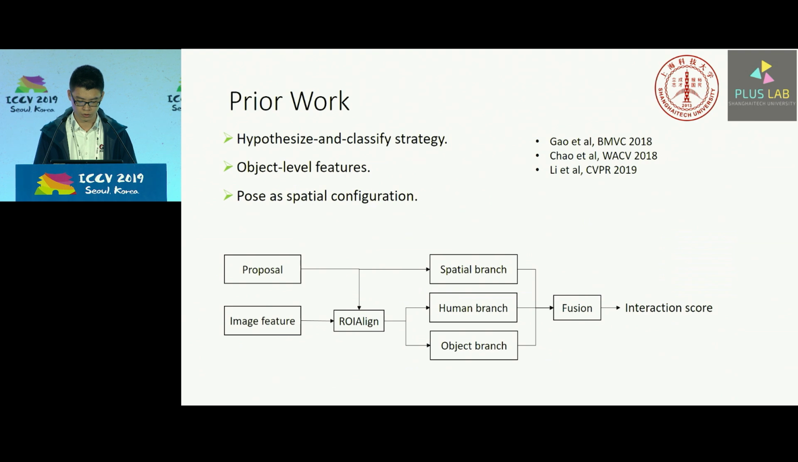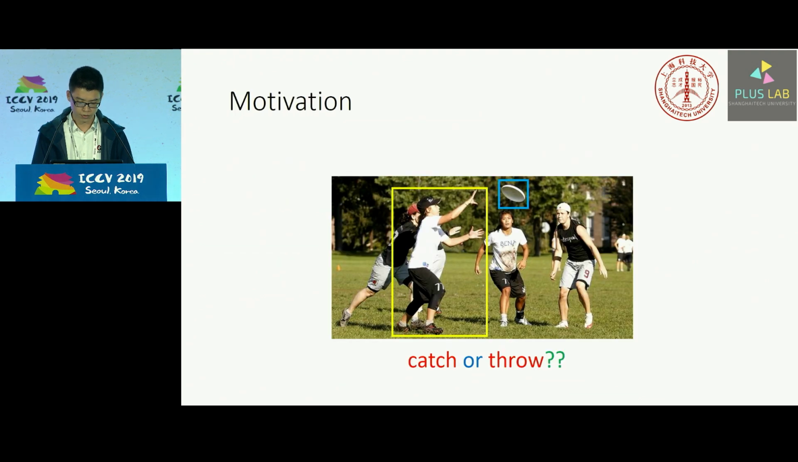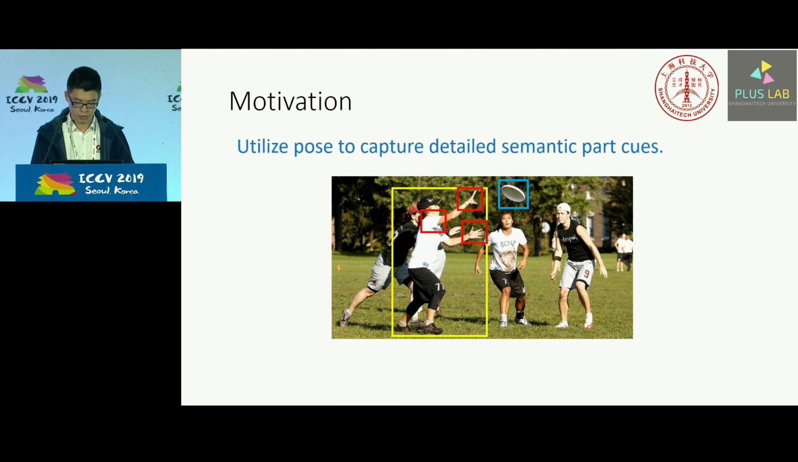Prior work on HOI detection usually adopts a hypothesis and classify strategy, which first generates proposals of human-object pairs by an object detection network, and then uses a classifier to determine the interaction classes of each proposal by utilizing object-level features as well as spatial configuration generated by bounding box masks or estimated human pose. However, as the interaction classes are usually defined in a fine-grained space, using coarse object-level features may not be enough for such fine-grained relation detection. This motivated us to utilize human pose to capture detailed semantic particles, which are combined with object-level features as well as interaction features to estimate fine-grained interaction classes.